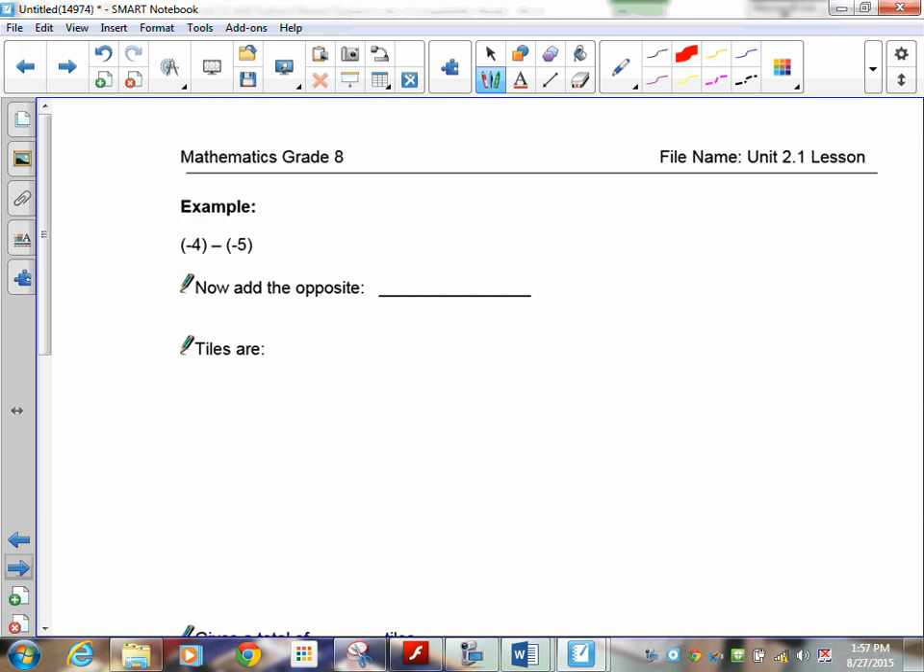All right. First thing you do, add the opposite. Negative 4 plus positive 5. Add the opposite. This changes to plus. This changes to its opposite integer. Negative 4 plus positive 5.